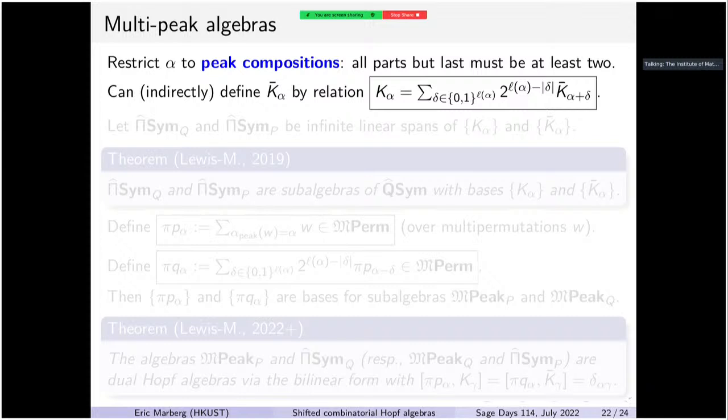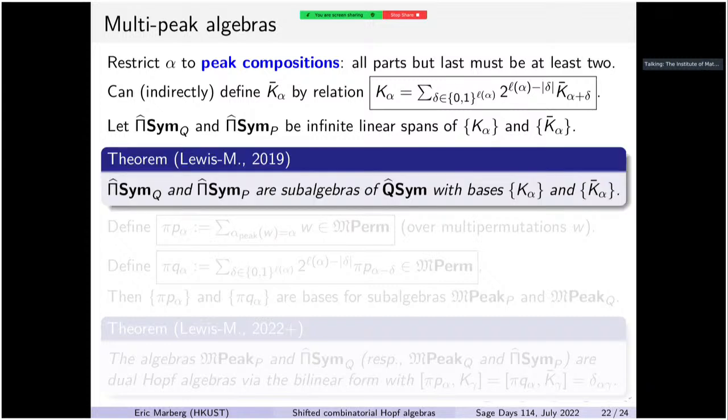So the K bars, the easiest way I can define them in this presentation is just indirectly by some relation like this. So there's some upper triangular matrix that relates the K alphas and the K alpha bars. And we let these two spaces be the infinite linear spans of these two families. And then these both are subalgebras of quasi-symmetric functions.